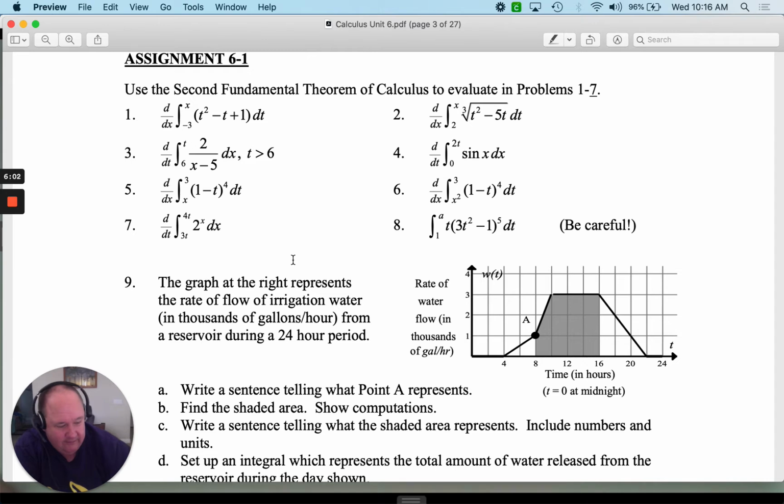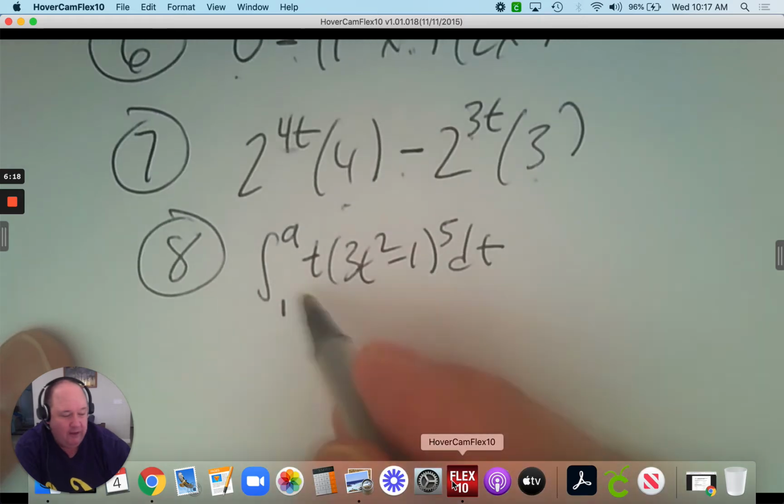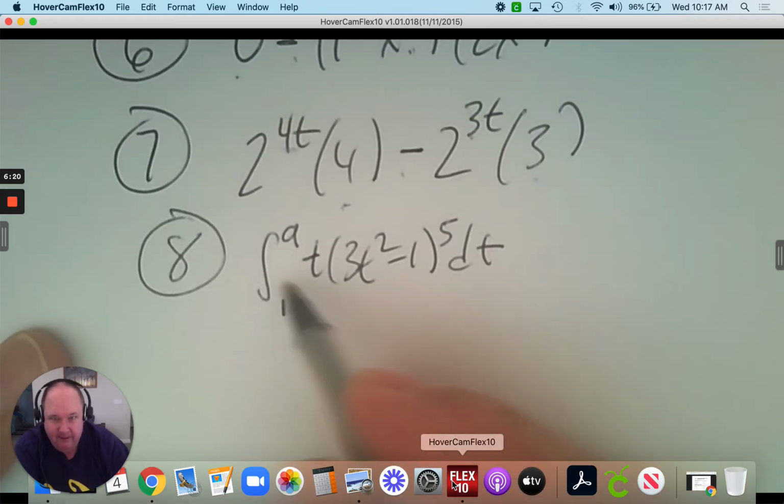So let's do that. For number 8, I'll show you. Integrate from 1 to A. So you just have a variable you use, and we're going to go through the steps. It's the anti-chain rule. So that's what makes number 8 different. That's why it says be careful. All right, so how do I do this? There's no derivative in front, so I need to integrate.